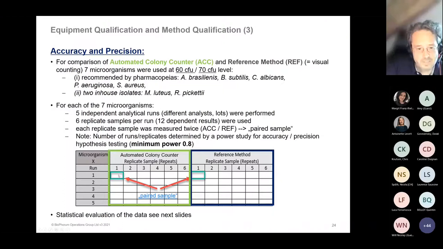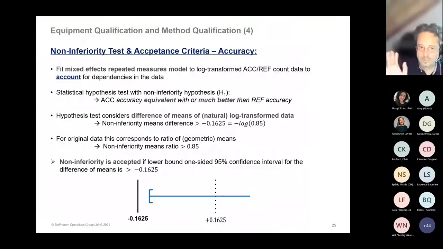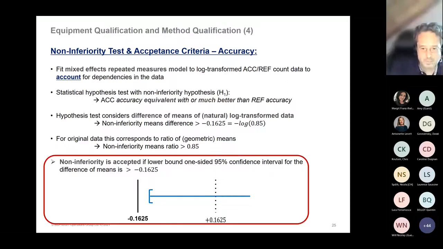This means this number here and this number in the second part of this table were generated using the same membrane filtration step, the same spike activity, the same plate. So from a statistical point of view, this is really a paired sample. We evaluated that we need in sum 30 counts for automated colony counting and then 30 counts for the reference method to have sufficient statistical power, a minimum power of 0.8. And using these 30 counts for each of the organisms, we did the accuracy and precision assessment. I don't like to guide you through the statistical hypotheses and whatever. I'm not a biostatistician. Let's focus on the acceptance criteria.